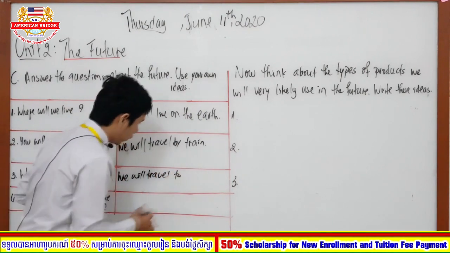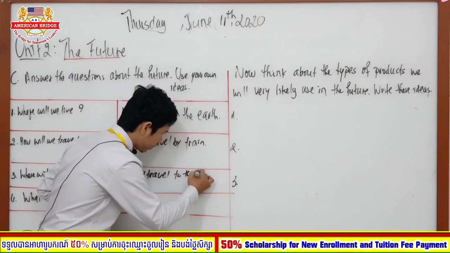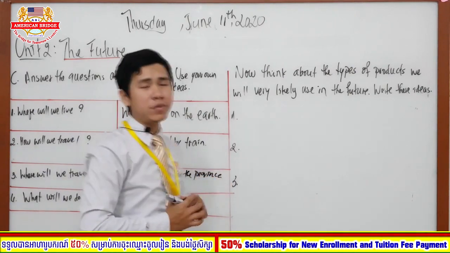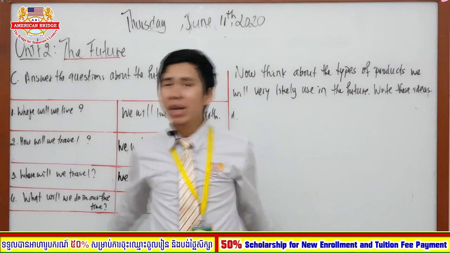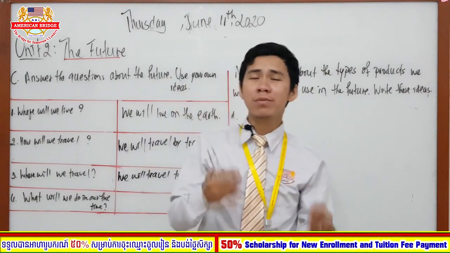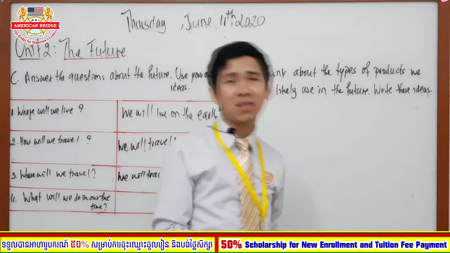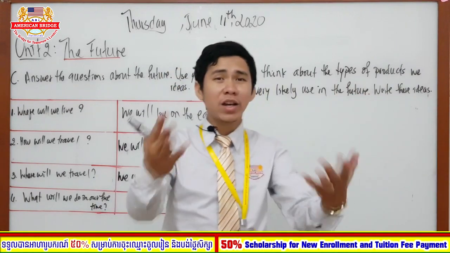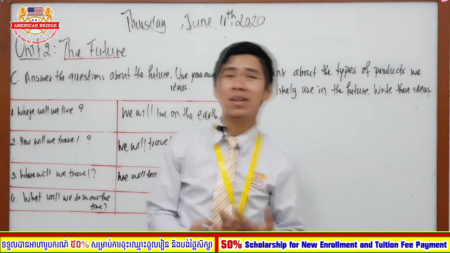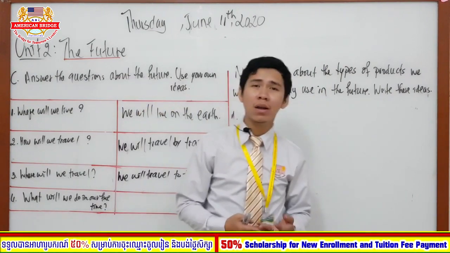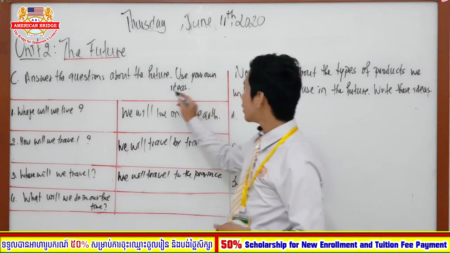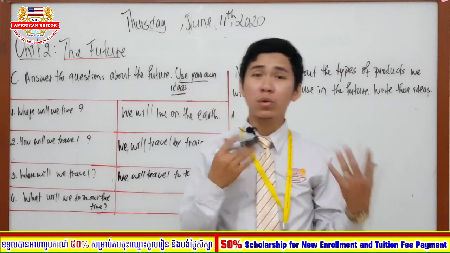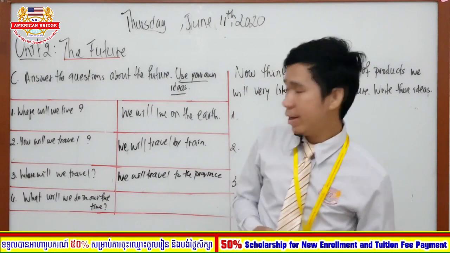travel to the province. Okay, we will travel to the province. So there can be many sentences that you can create, right? We will travel to the province, we will travel to the city, we will travel to the countryside, we will travel to the pagoda. So there can be many answers to this question. However, remember to use your own words or your own ideas, any other idea that you want to use, right?